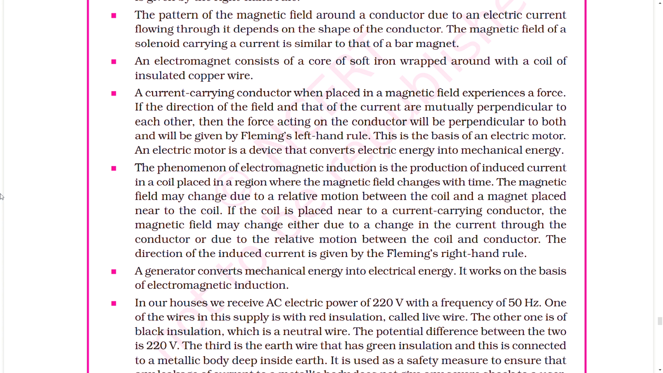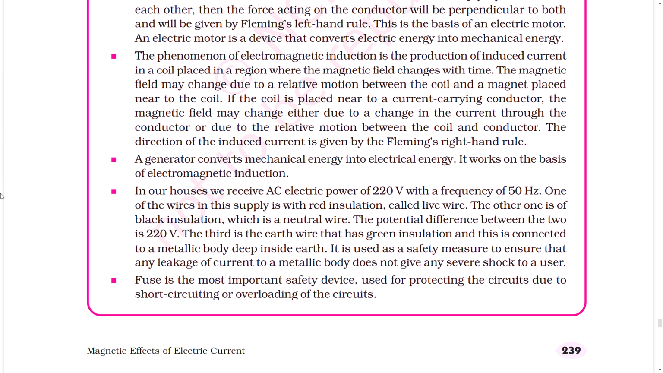A generator converts mechanical energy into electrical energy. It works on the basis of electromagnetic induction. In our houses, we receive AC electric power of 220 volt with a frequency of 50 Hz. One of the wires in this supply is with red insulation, called the live wire. The other one is of black insulation, which is the neutral wire. The potential difference between the two is 220 volt.